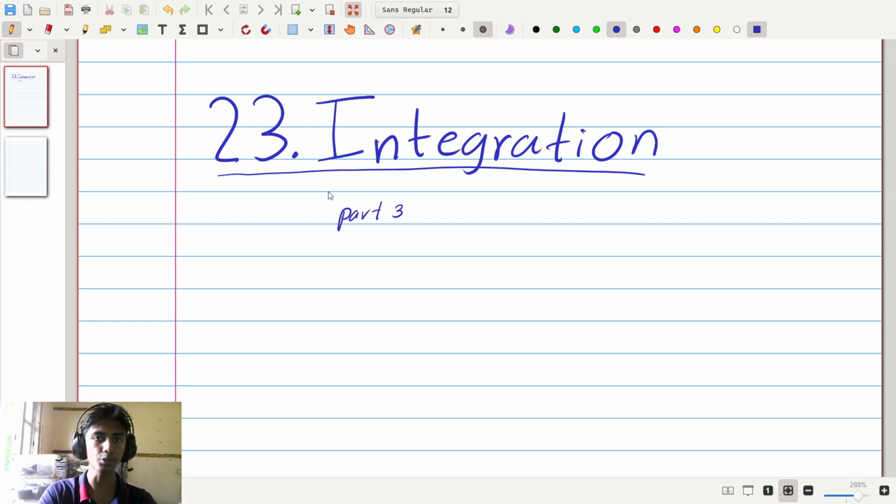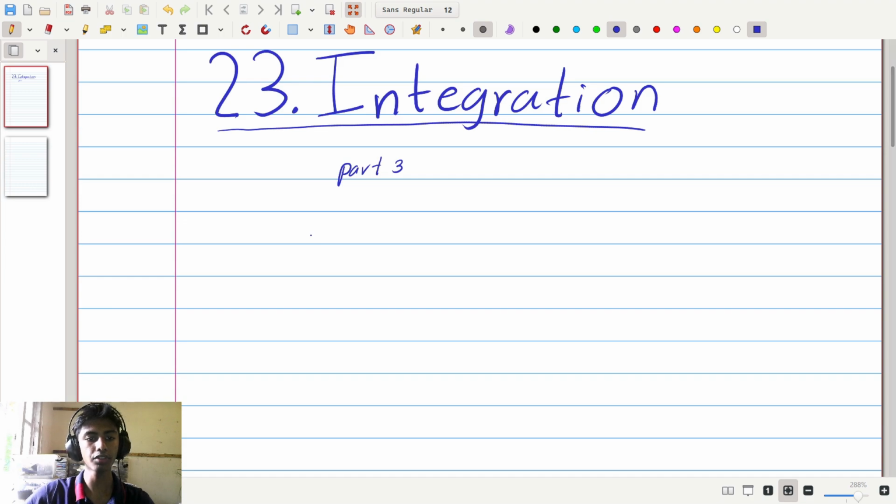To start off Integration Part 3, we are going to be discussing a very useful integration technique known as U-substitution. To start off with U-substitution, we are going to be first starting with the base of the chain rule.